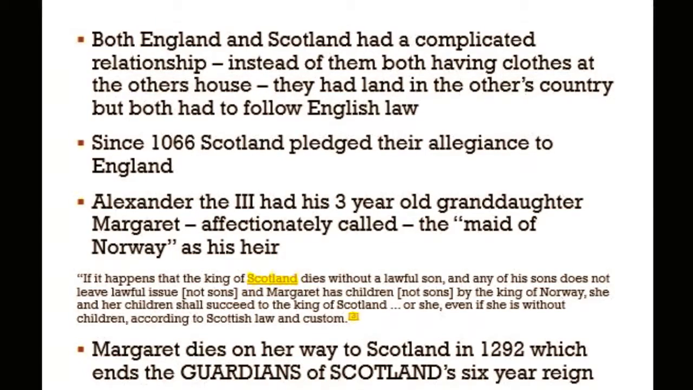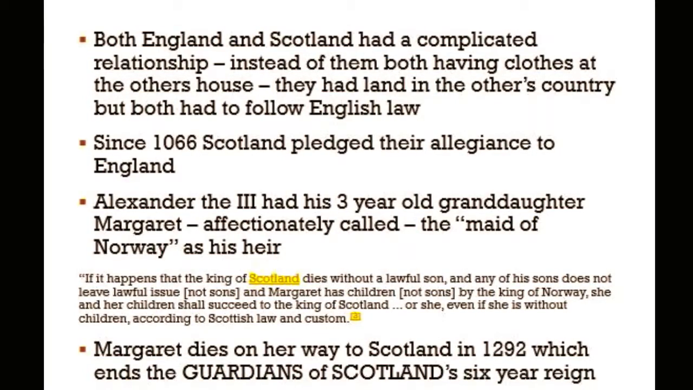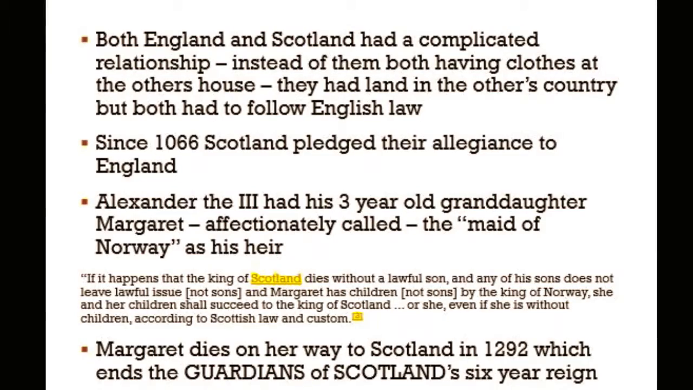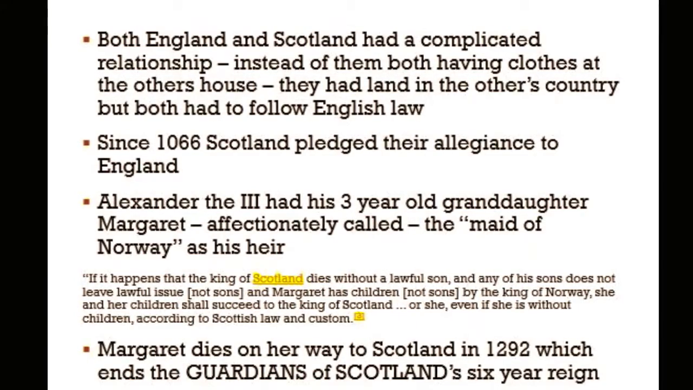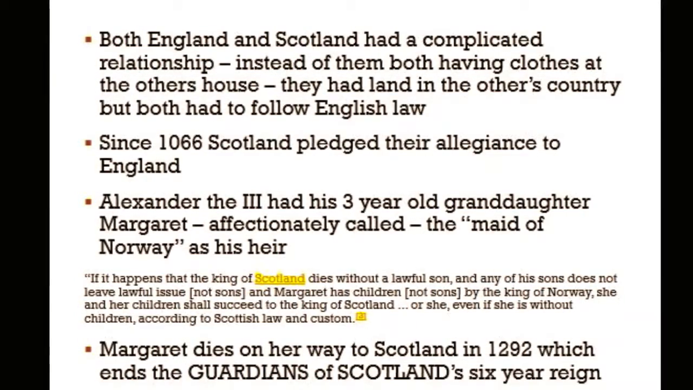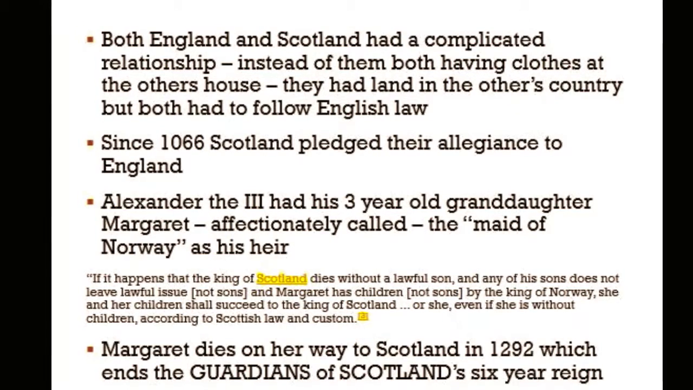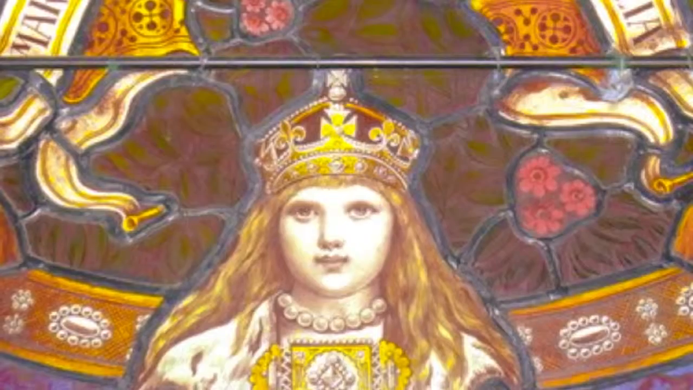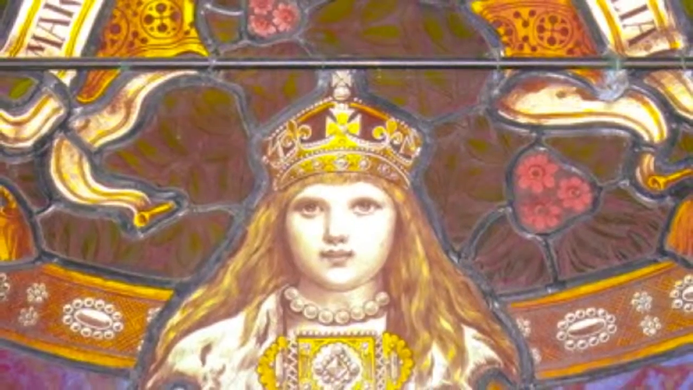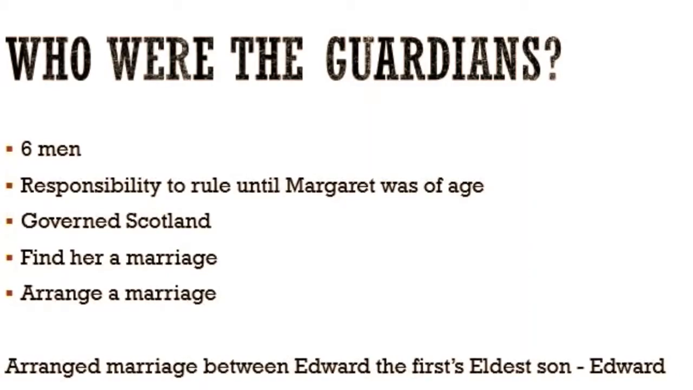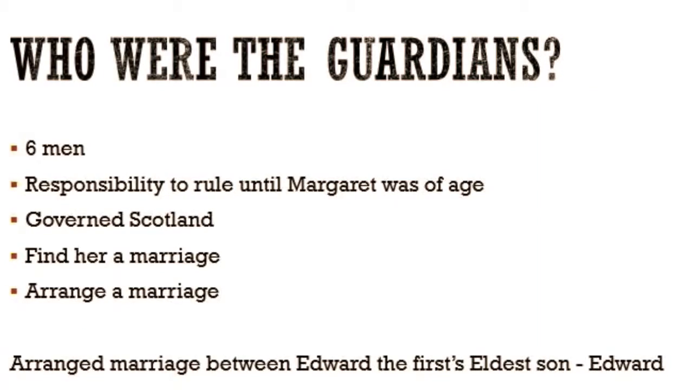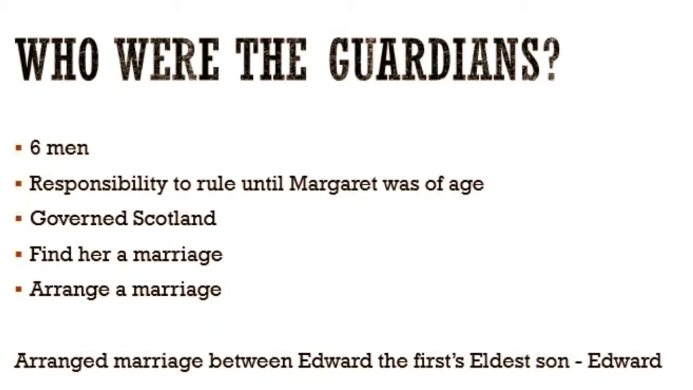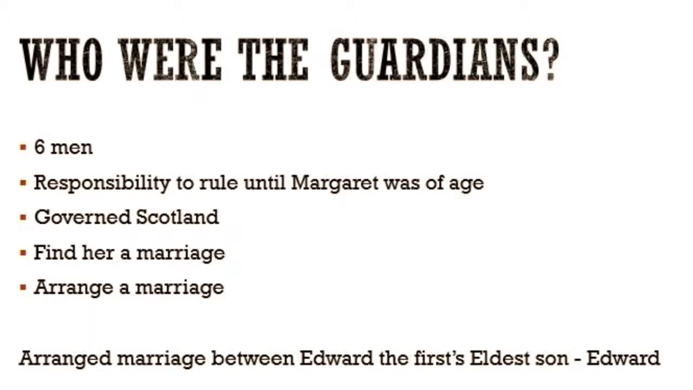Now, this is a picture of Alexander III being rescued from the fury of a stag. Since 1066, Scotland pledged their allegiance to England. Alexander III has his 3-year-old granddaughter, Margaret, affectionately called the Maid of Norway, as his heir. Now, Margaret dies, and this ends the Guardians of Scotland's 6-year reign. This is a picture of Margaret.